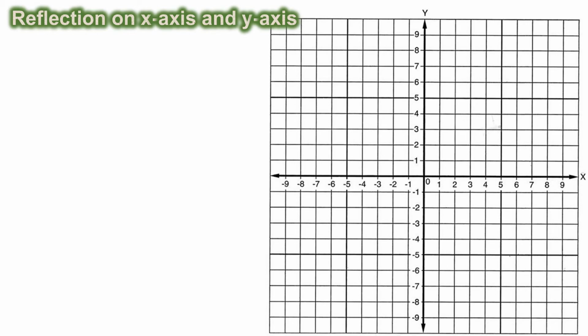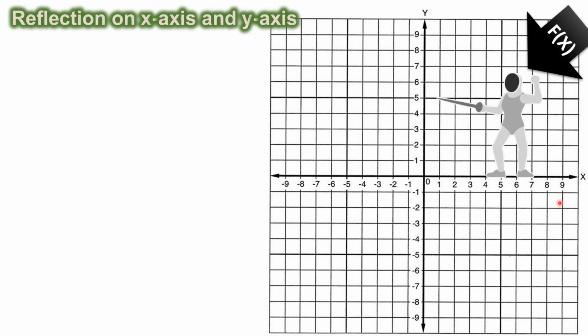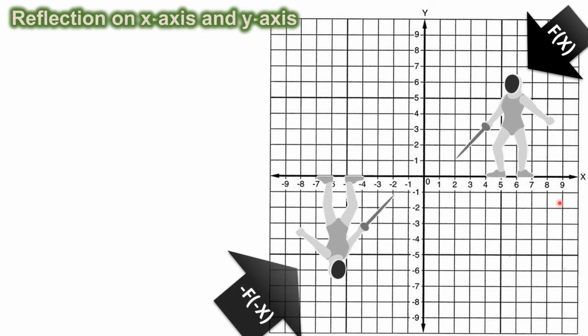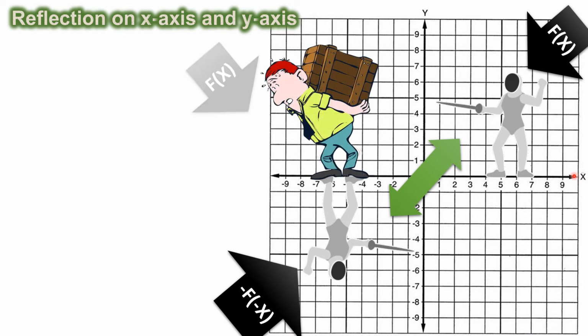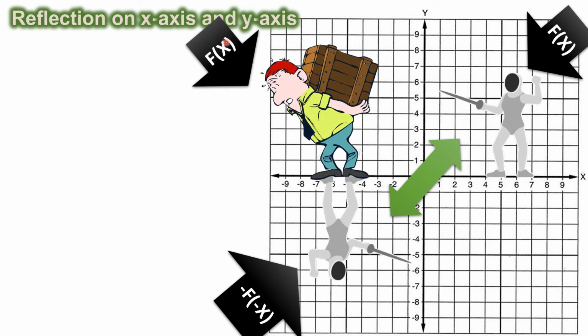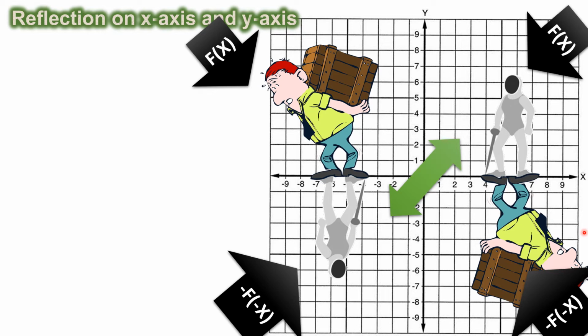But what if we want to do both? Reflection on x-axis and y-axis. At this point, it will be reflected over here, then over here. So what do you think will happen? Yes, multiply negative f of negative x. It's reflected 2 times over the x-axis and the y-axis. And if this object was f of x, it will also be reflected over here.